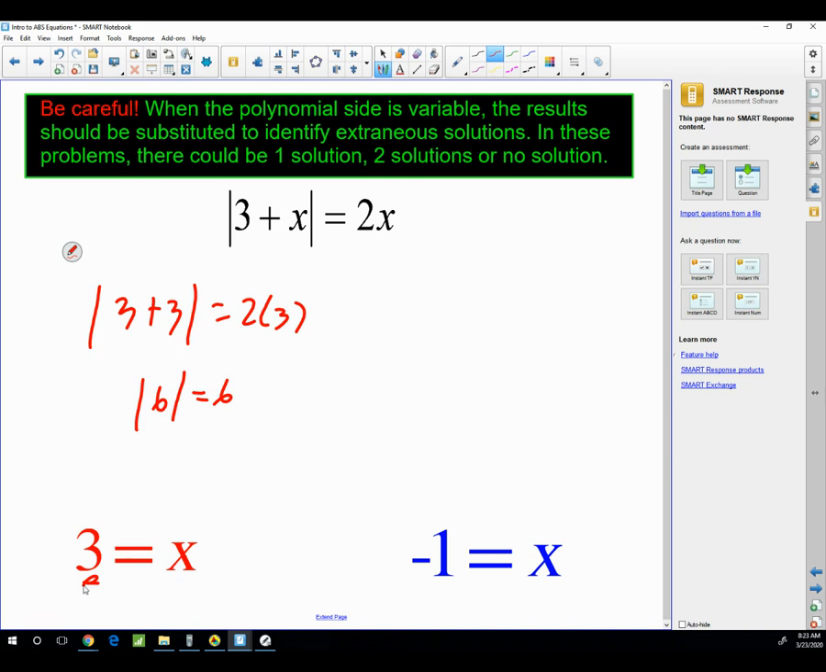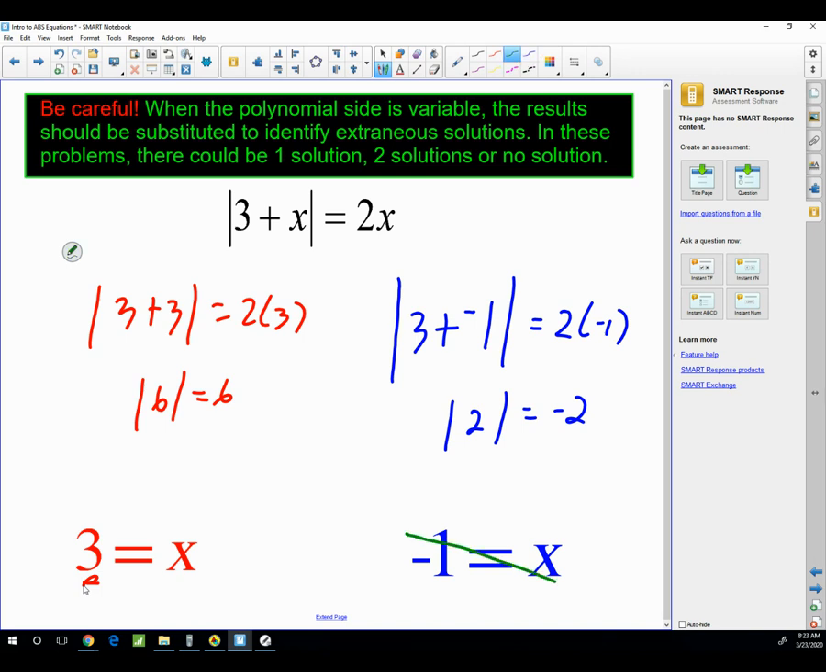And then let's plug in the negative 1. So it'd be the absolute value of 3 plus negative 1 equals 2 times negative 1. So that'd be absolute value of 2 equals negative 2, and that's false. We would have to reject that as a solution and say in this problem that there's only one solution. That's going to come up again and again.